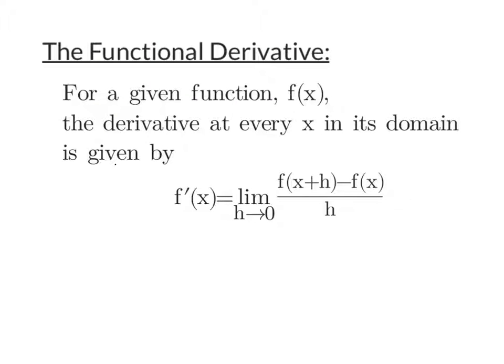So the functional derivative says for a given function f of x, the derivative at every x in its domain is given by the function f prime of x is equal to the limit as h approaches 0 of f of x plus h minus f of x all over h. The big difference here is that the functional derivative is a function. It should look like an equation. When we're talking about the numerical derivative, that's a number at one specific point. The functional derivative gives us the derivative for any value of x on the function.